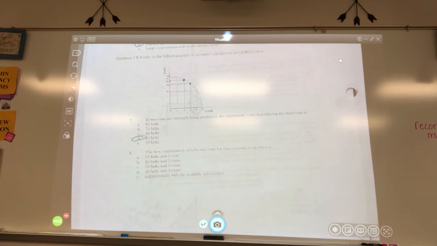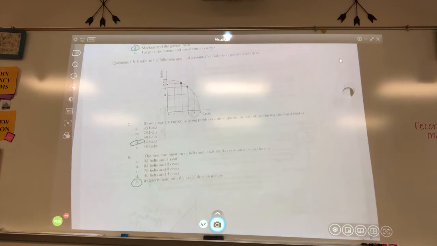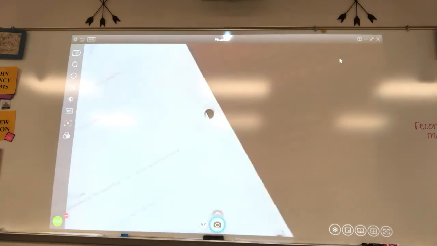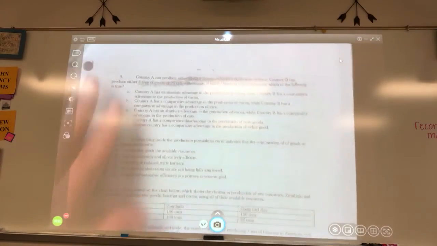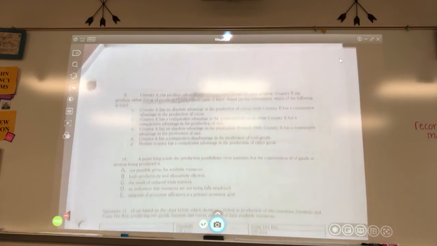Okay. The best combination of belts and coats for this country to produce is 95 belts, 1 coat; 85 belts, 2 coats; 70 belts, 3 coats; 40 belts, 4 coats; indeterminate with the available information. Can I determine what this nation needs? No, maybe they have a lot of people who lost weight. They probably need belts, right? Maybe they're very cold and they need coats. Do I have enough information of where they should produce today? No, it's indeterminate. Okay, if they would have told me this was Soviet Russia, it'd be definitely coats, right? You never know.